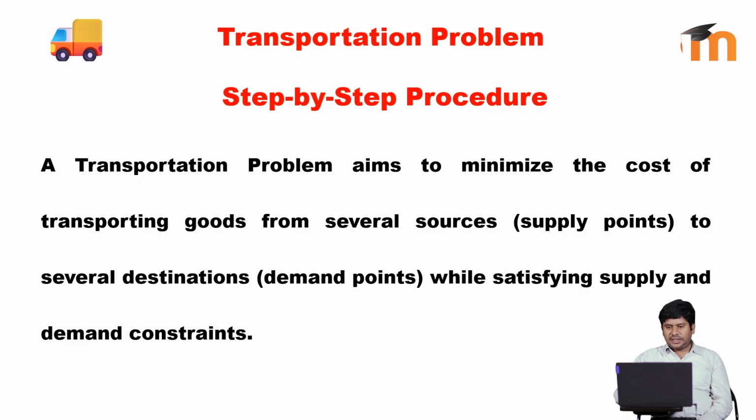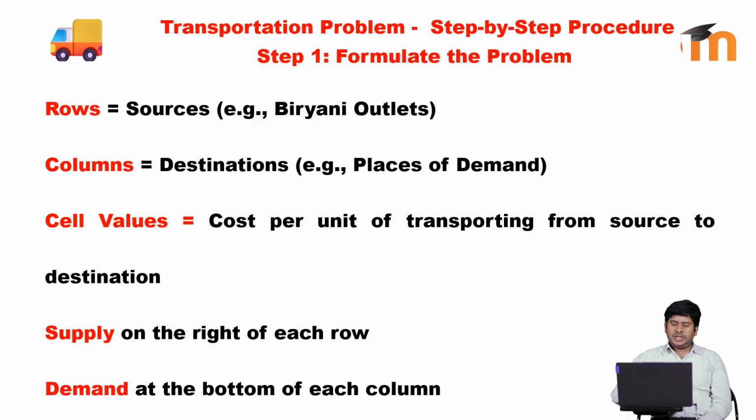While satisfying the supply and demand constraints, our main aim is to minimize the cost of the transportation. We will have a cost involved when we are moving the goods from one place to another place. But when we are applying the methods, we will try to minimize the cost of the transportation problem. Now, here I have taken an example along with the step-by-step procedure.